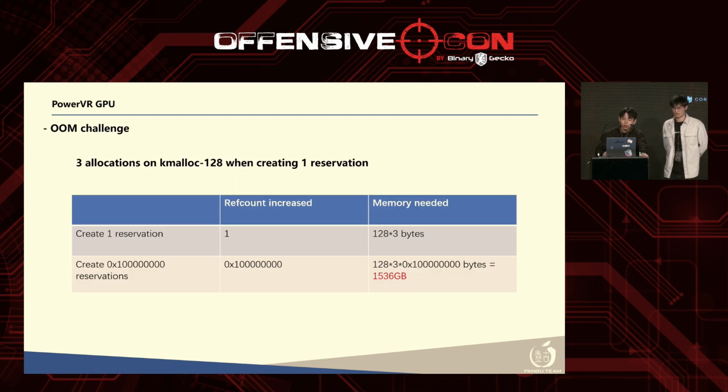But there is an out-of-memory challenge in this scenario. Upon analysis, we found that each reservation allocation consumes 128 multiplied by 3 bytes. Therefore, to trigger an integer overflow by allocating 0x10000000 reservations, it would require approximately 1536 GB of memory, which is clearly impossible on mobile devices.